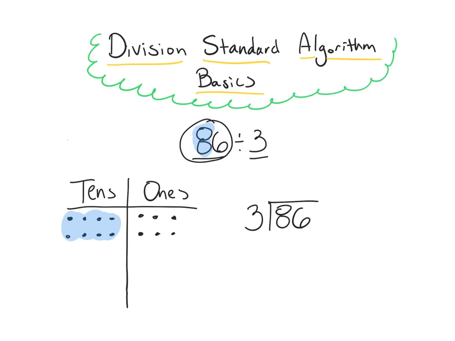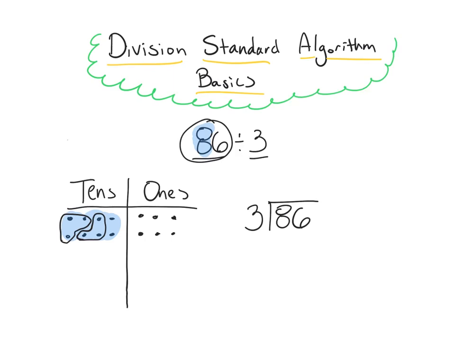So I'm going to see if I can draw groups of 3 around the dots. Let's see how many groups I can make if I make groups of 3. So here's a group of 3 right here, and here's a group of 3 right here. And I only have 2 left. In this case, I can't really make another group of 3. I can only make 2 groups of 3 with my 8 tens.